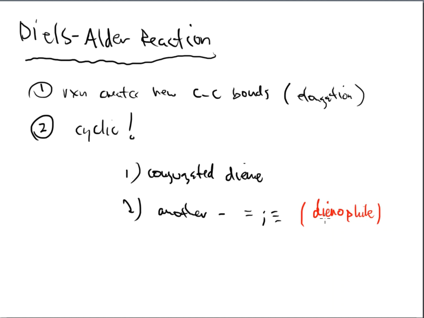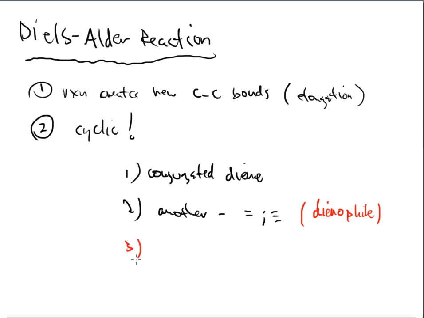So we have a conjugated diene that we need as ingredient number 1. We need another double bond or triple bond as ingredient number 2. And we mush those 2 things together and we can form a ring. And we call that double bond or triple bond a dienophile for a reason. And we'll see that in our first mechanism that we discuss.